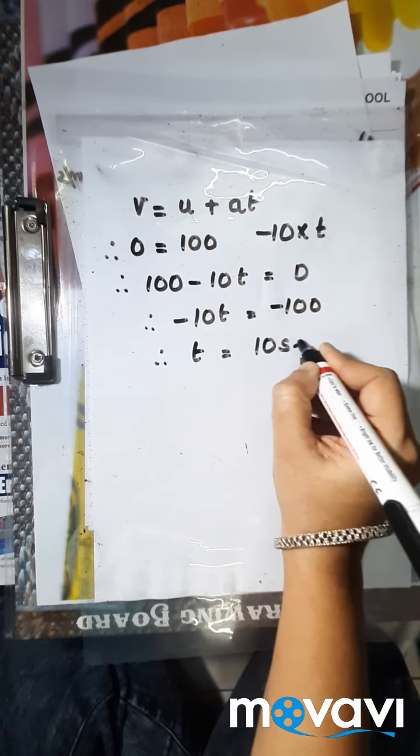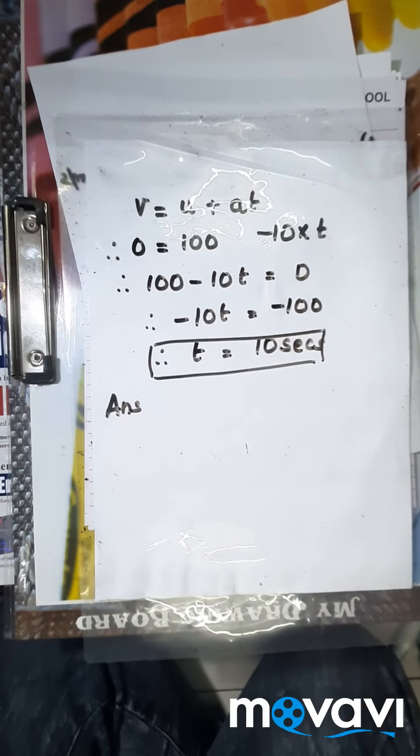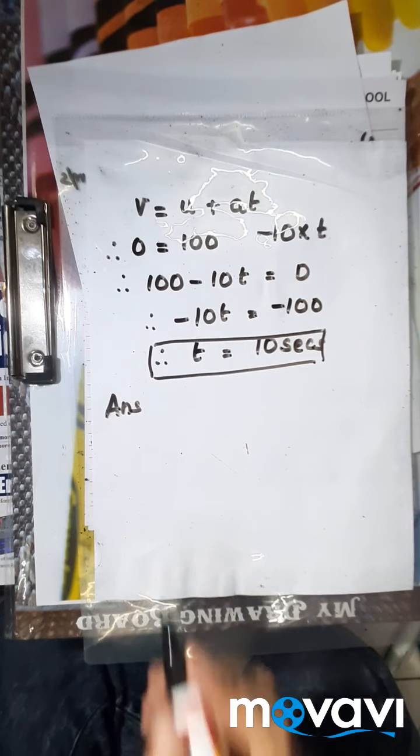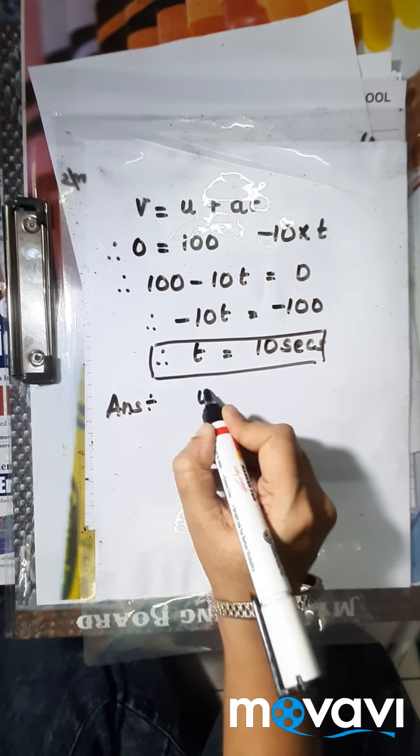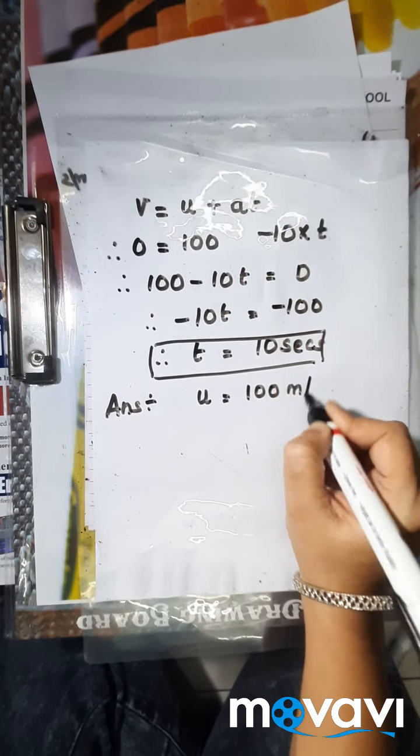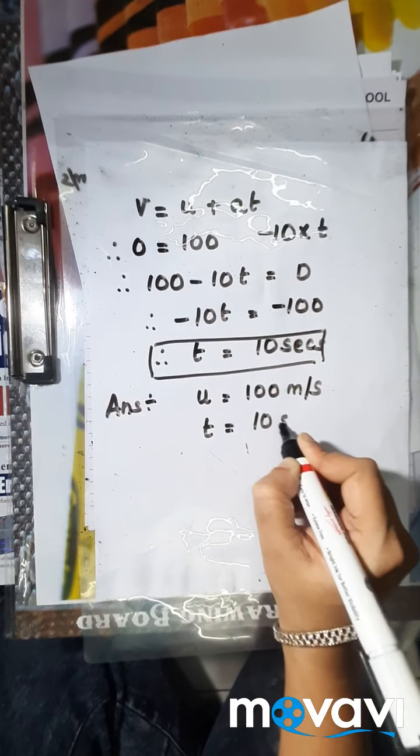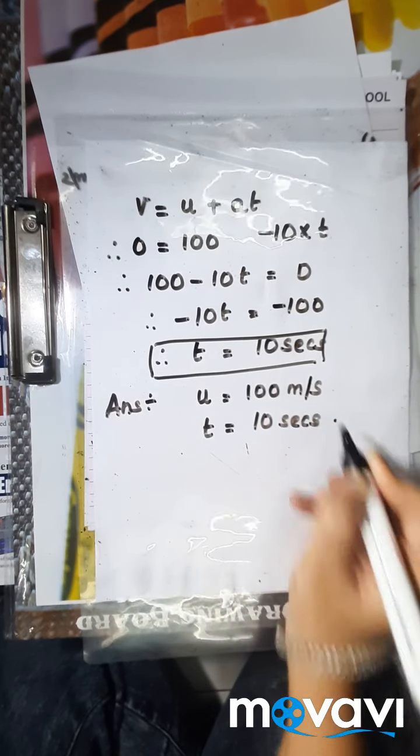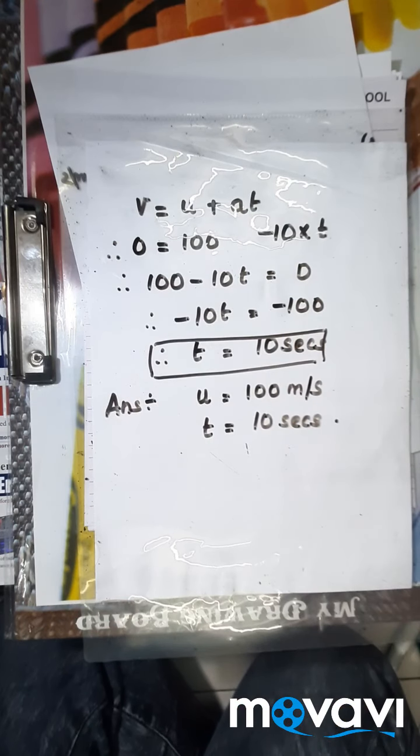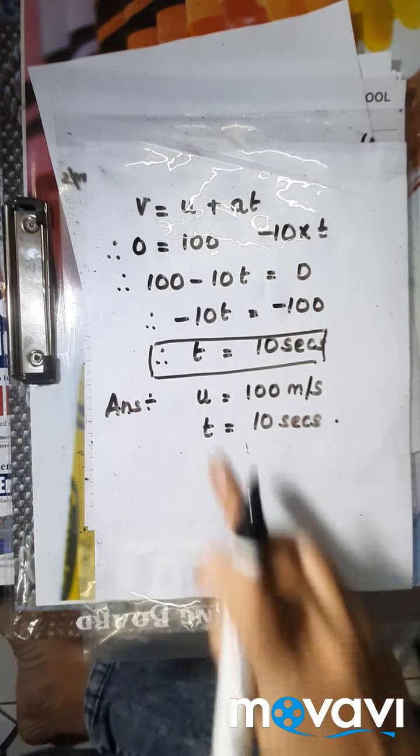Please write the final answer. This is my first answer. So my u is equal to 100 meter per second and my t is equal to 10 seconds. Actually no, now they're asking you how long will it take to come back to the earth. So this is to go up. So therefore please understand before you write, this is t.